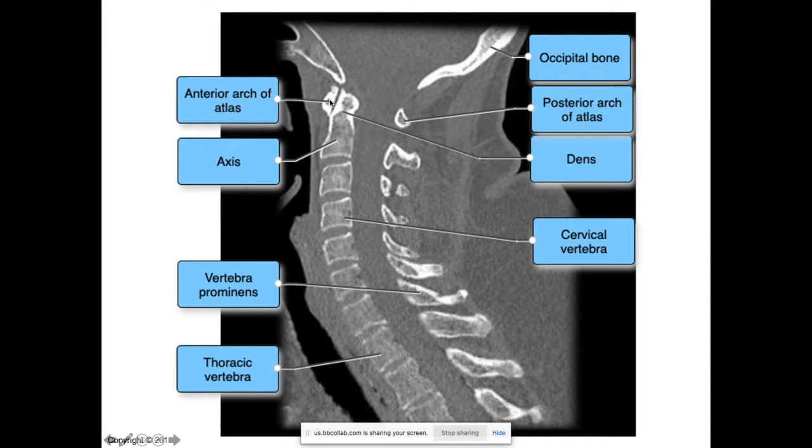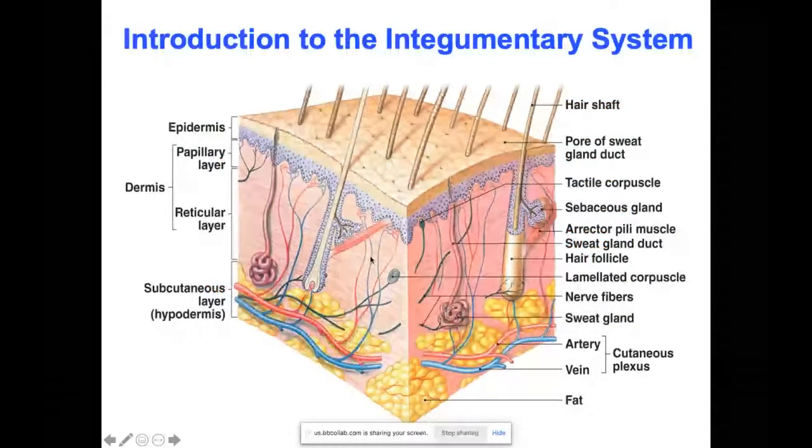Okay, then you have C1, C2, C3, C4, C5, C6, C7. Cervical vertebrae, so these are just cervical vertebrae. There's your vertebral prominence, the most prominent spinous process. Then below that are thoracic vertebrae. Okay, just more like critical thinking type of stuff.